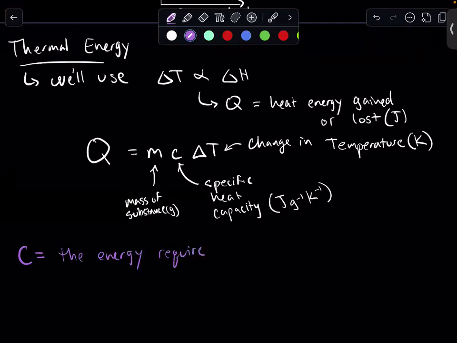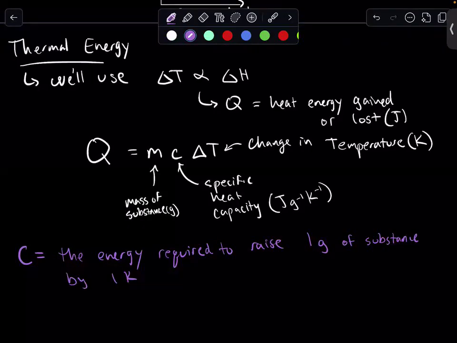required to raise 1 gram of substance by 1 Kelvin. Something to note is raising it by 1 Kelvin is equivalent to saying raising it by 1 degree Celsius, because while Kelvin does not equal degrees Celsius, a change in Kelvin does equal a change in degrees Celsius, because we're just adding 273.